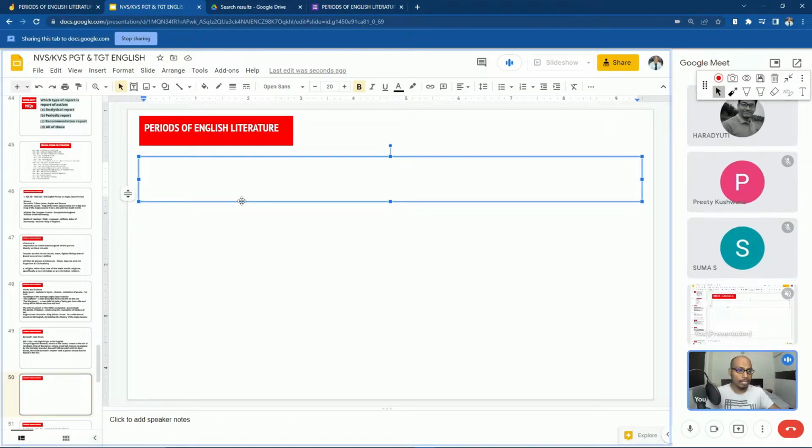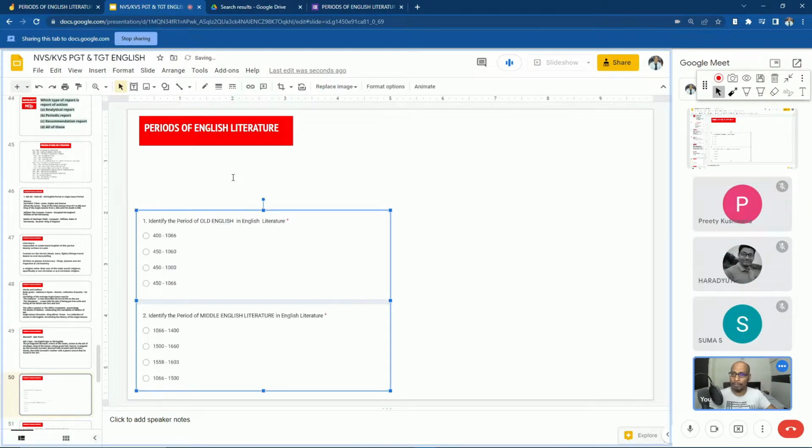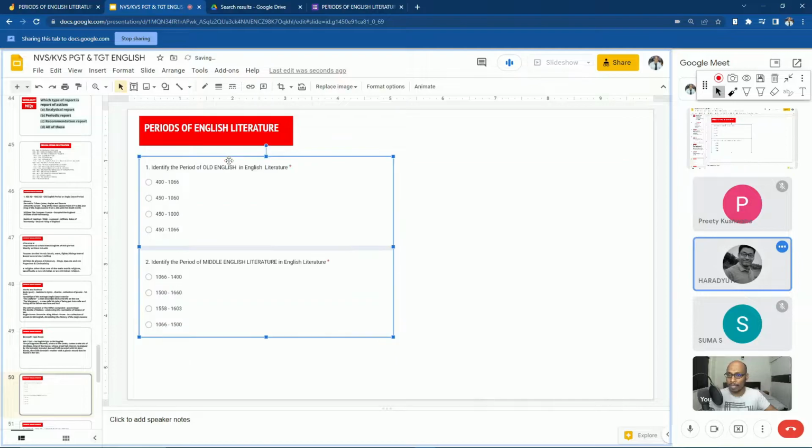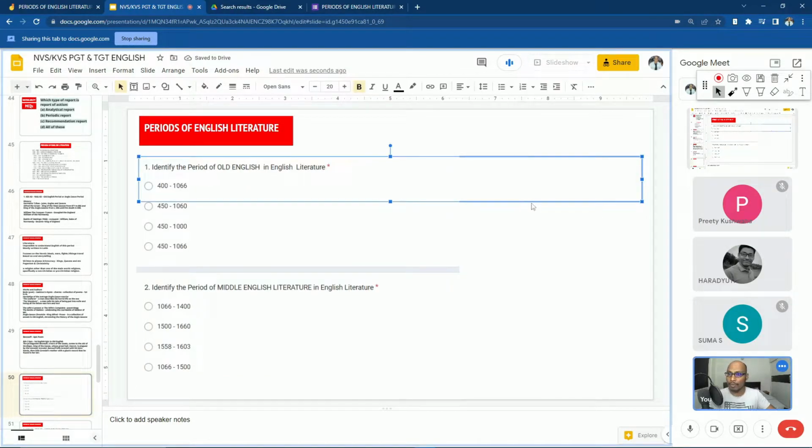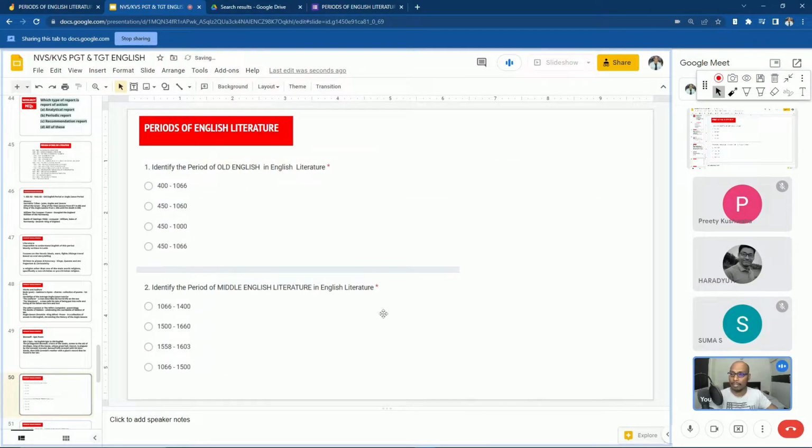Now can you see the screen? Yes, sir. Okay. First question to Ghosh and second question to Priti ma'am. Ghosh, read the question.